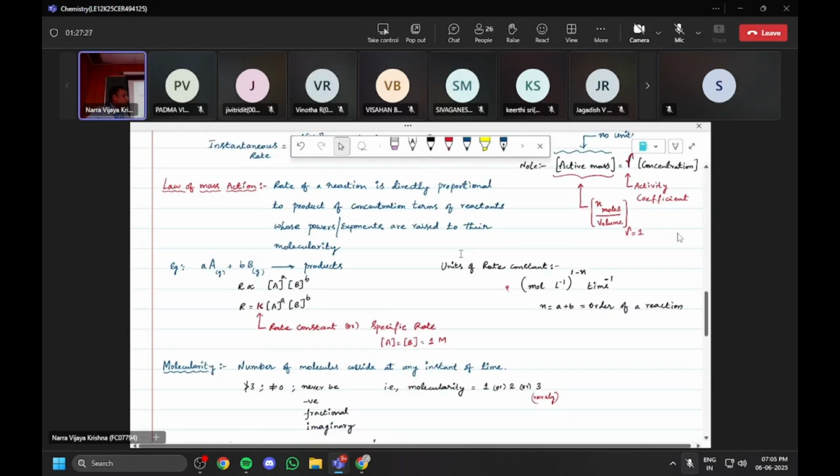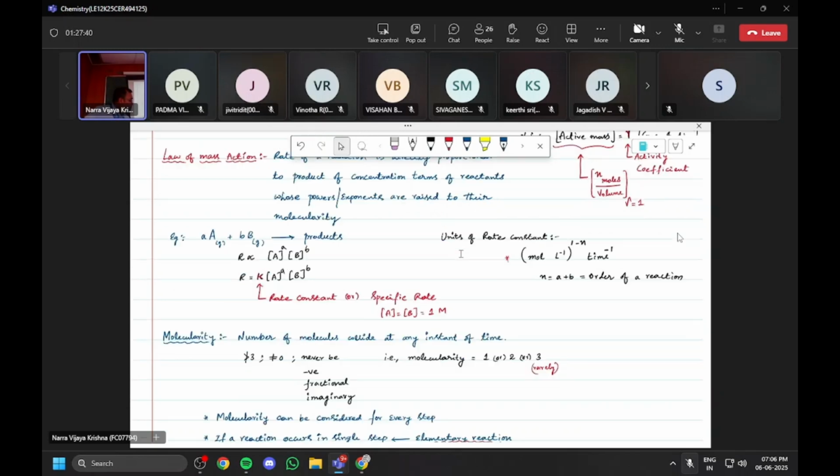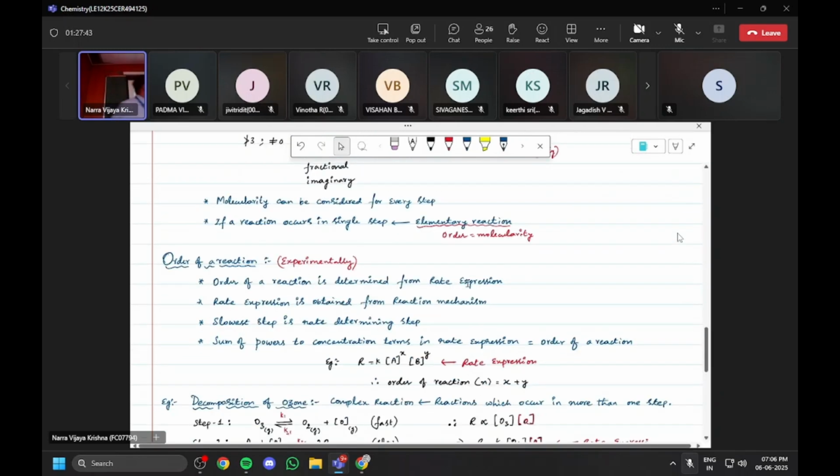That's what I'm saying. It is an elementary reaction. Whether I wrote a single step or many steps, if it is an elementary reaction, order and molecularity are the same. Over. Done. Any questions?